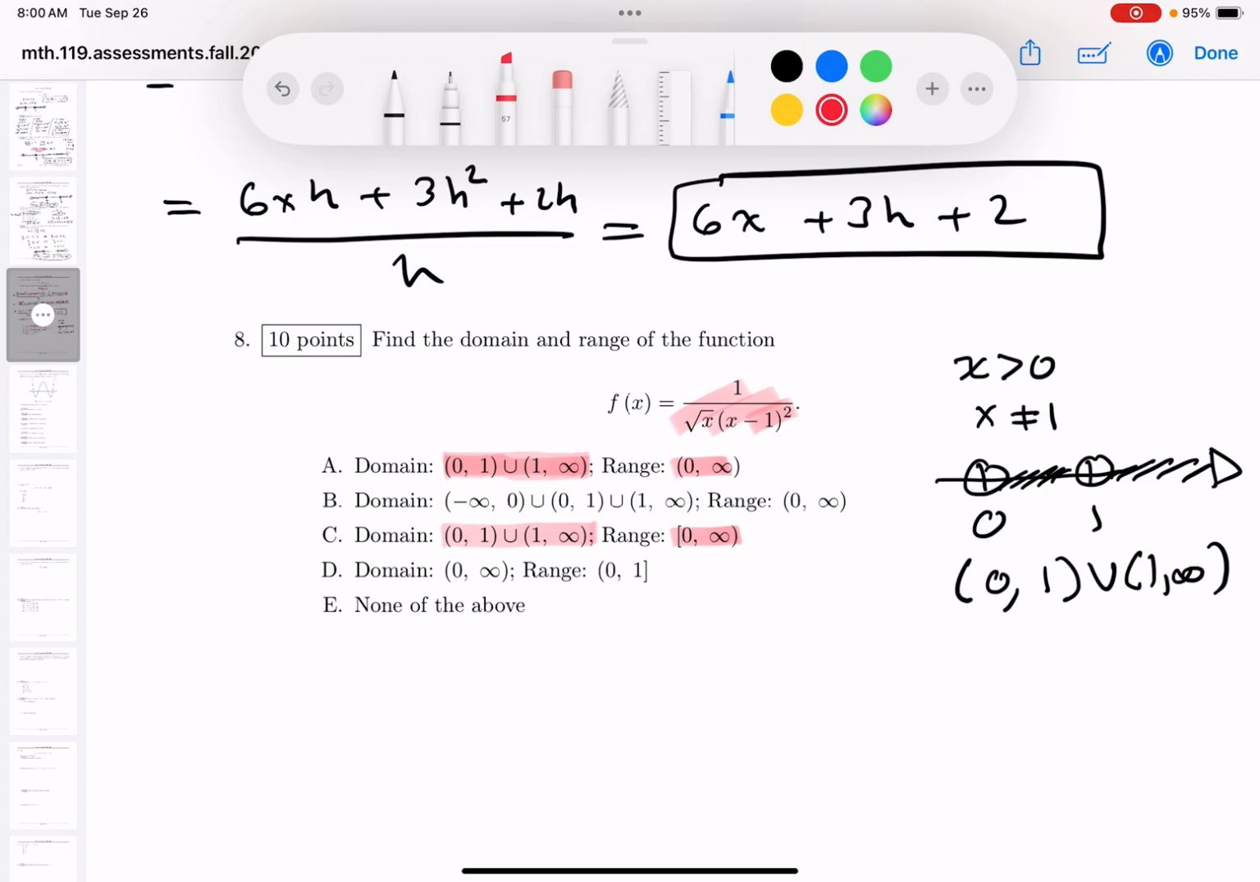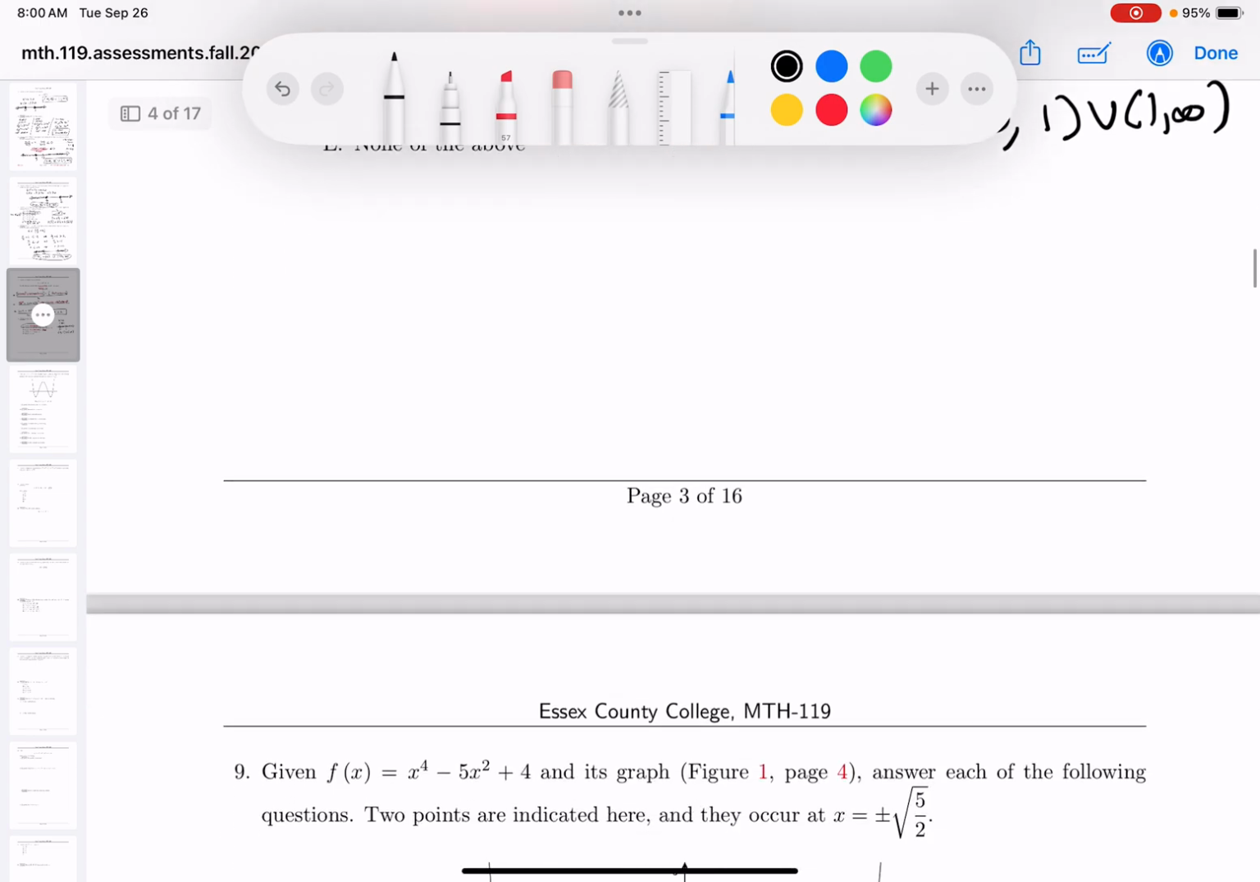I'll tell you what, it can't be 0. In other words, it couldn't include the 0. And why is that? This is a fraction, and this fraction could never be equal to 0 because the top is always 1. So A is the only possible answer over here. A. Thank you. Let's go to the next one.